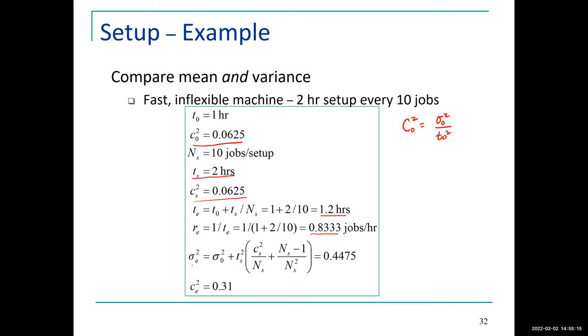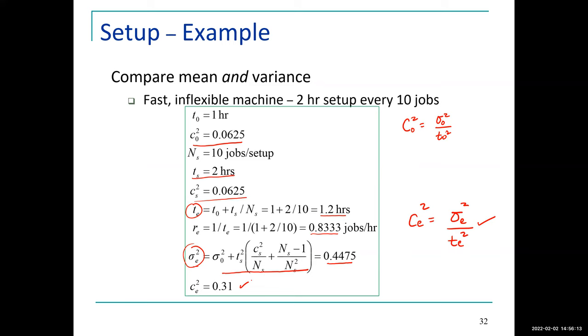But we can compute sigma squared of the effective processing time by substituting these numbers into this equation. And that will be equal to 0.4475. And remember that CE squared equals sigma E squared divided by TE squared. So if we substitute TE squared and sigma E squared into this equation, we get that the squared coefficient of variation of the effective processing time is 0.31. Okay, so that's again trying to measure the variability of the system. So for a fast inflexible machine with 2 hours setup every 10 jobs, CE squared is 0.31.